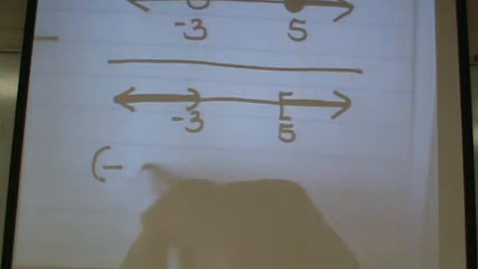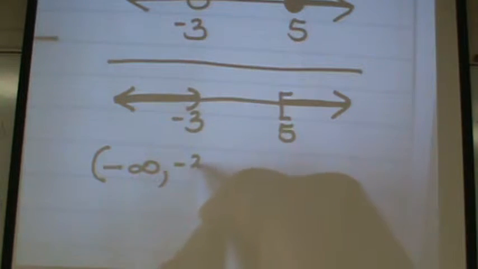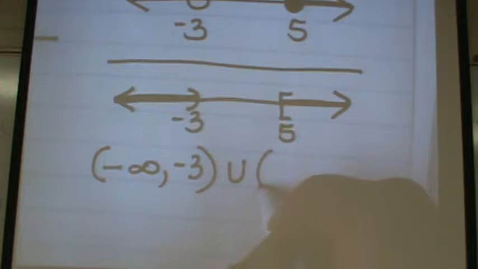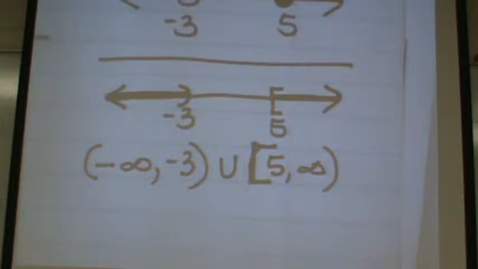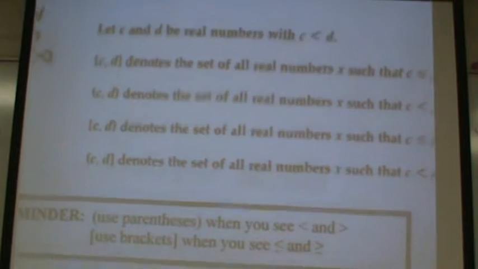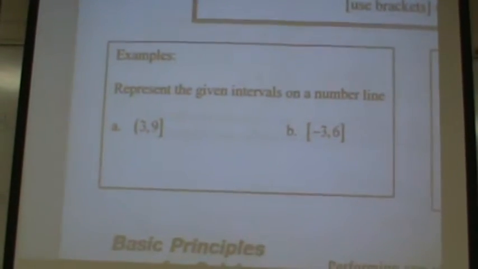And now, does anyone think they know how to write the answer in interval notation on this one? -infinity, comma, -3, parenthesis, union, whoops, bracket, 5, comma, infinity. Union. Union means this together, yes. Combine them. Okay? So that's what this stuff talks about right here in so many words in your notes. Let's start practicing some problems.